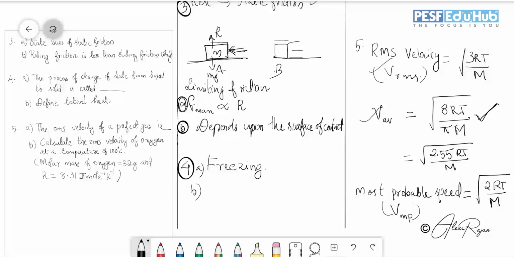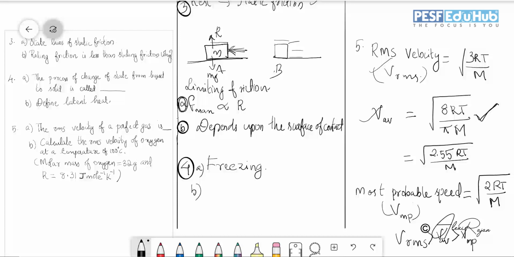From the equations themselves, you can also find one more thing, that is VRMS will be greater than V average, which will be greater than VMP. So this is the thing that you should keep in your mind: the VRMS value, V average value, and most probable speed.